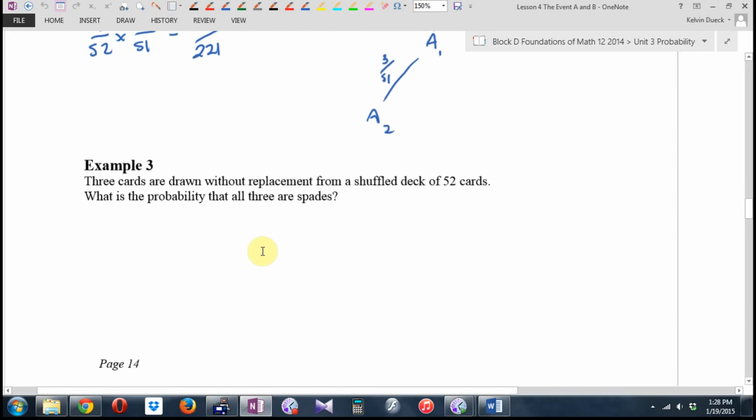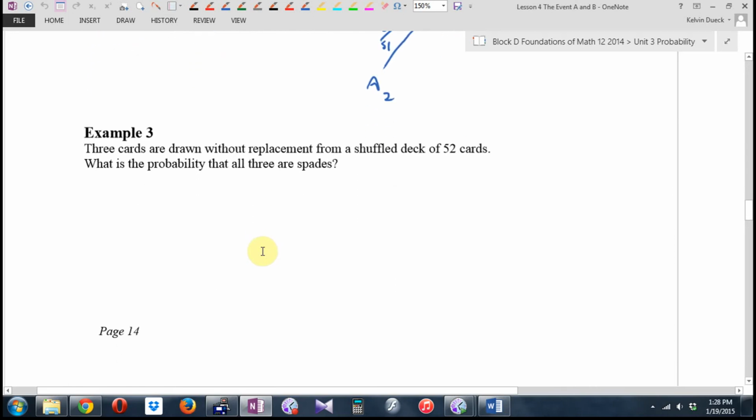Example 3. Dom, can you read to me example 3? 3 cards. Stop. How many cards? 3 cards. Now, 1 card I solve by counting. 2 cards is a tree. 3 cards, I'm not a big fan of a tree unless it's all the same event.